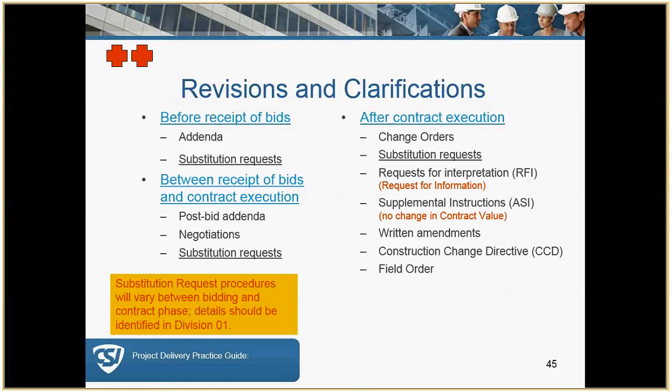Now, substitution requests may be implemented before the receipt of bids, between the receipt of bids and the contract award, and after contract execution. So if you're going to have a substantial change, a substitution of, say, a material, it's good to make sure that it's utilized through a substitution request from the contractor, just to keep everything in order. If you're taking the exam, make sure you commit to memory when the various forms of clarifications or modifications are used and during which phases of the project.